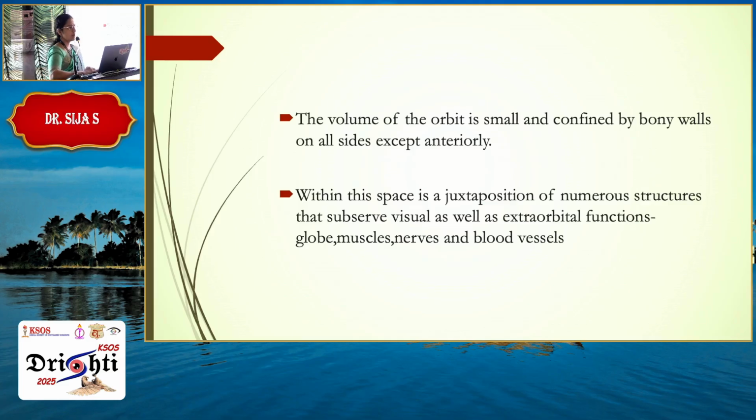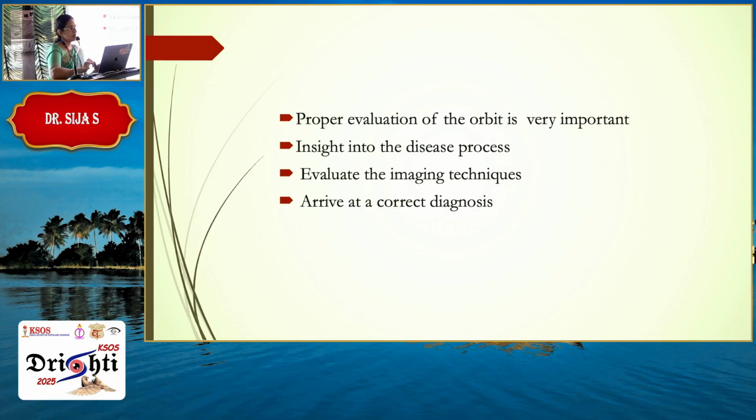The volume of the orbit is small and it is confined by bony walls on all three sides. It has numerous structures serving both ocular and extraocular functions like the globe, muscles, nerves, and blood vessels. A proper evaluation of the orbit is very important because it gives insight into the disease process, helps us in evaluating the imaging techniques and arriving at a correct diagnosis.